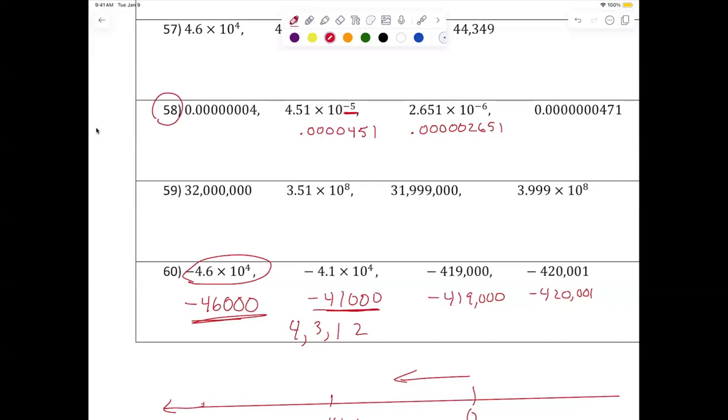Now, I think it's obvious. But let's look. I need to count here. 1, 2, 3, 4, 5, 6, 7. There's 7 zeros, correct? Over here, 1, 2, 3, 4, 5, 6, 7 zeros. Does everybody agree? Over here, there's not 7 zeros. 1, 2, 3, 4. 1, 2, 3, 4, 5. So which one's the smallest number?